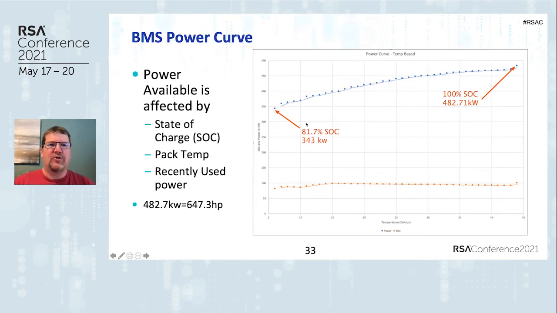And you can see there's a huge variance, and this is all in Celsius. So 80% state of charge, and unfortunately, I wasn't able to graph all of these variables because I had to heat the battery pack up in addition to charging it at the same time. But the lowest value I had was around 8 Celsius. So at 8 Celsius and 81% state of charge, we had 343 kilowatts. But at full charge and a fully heated battery, we have all the way up to 482 kilowatts, which roughly equates to about 647 horsepower. And this was after the Ludicrous upgrade that I actually mapped out this power curve.